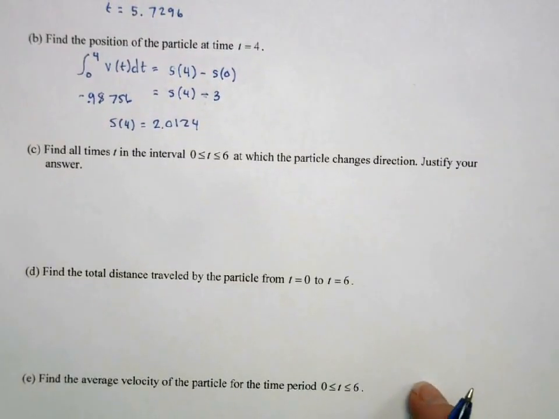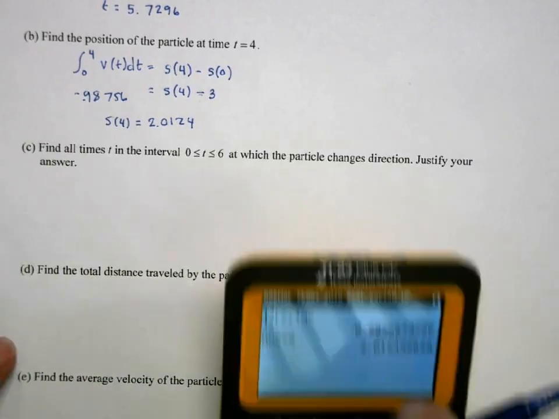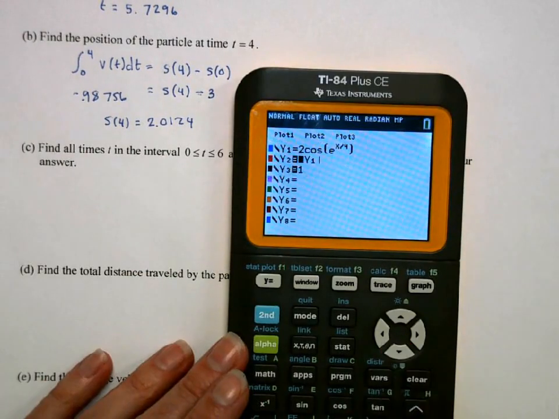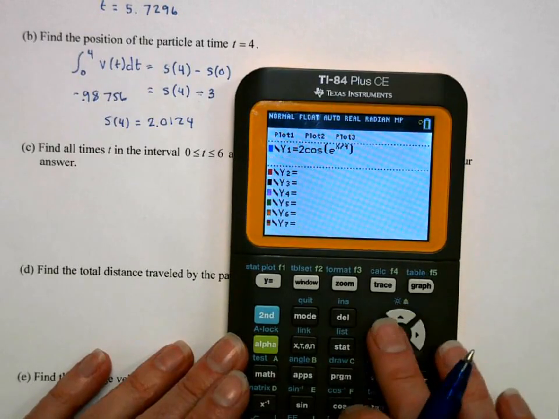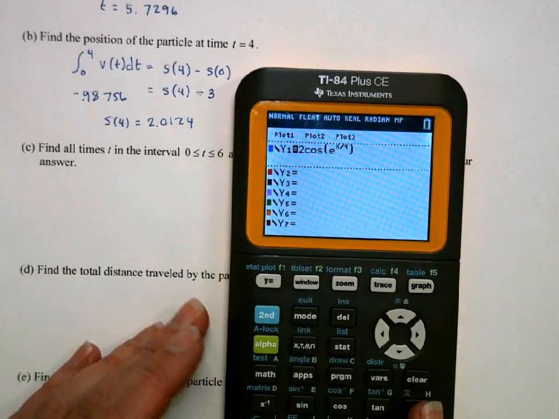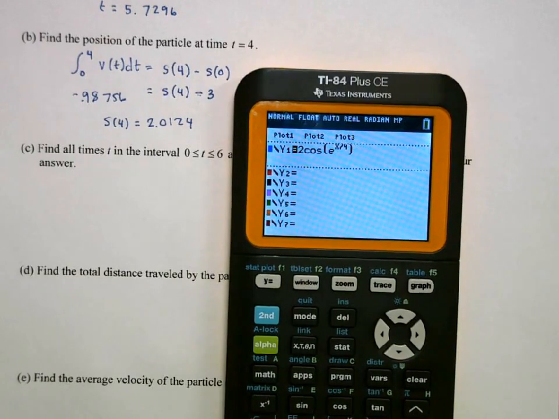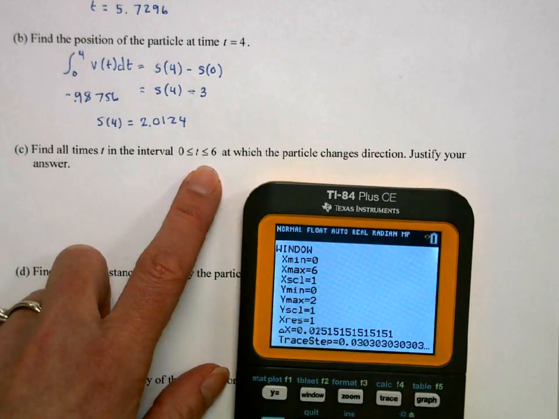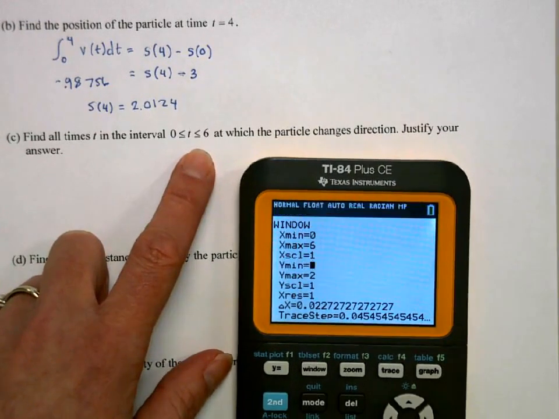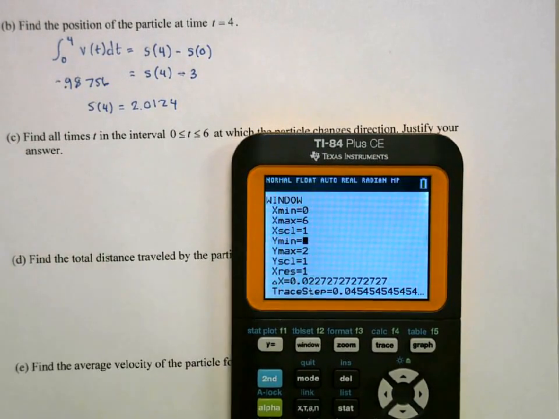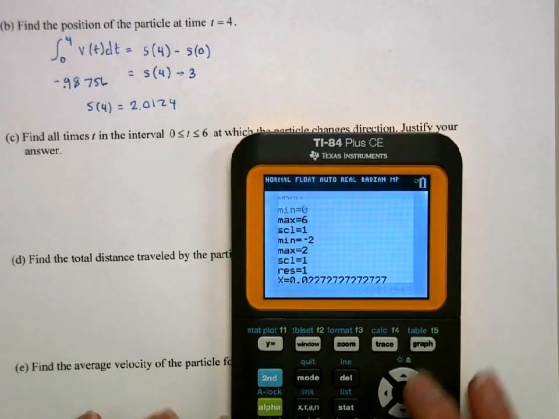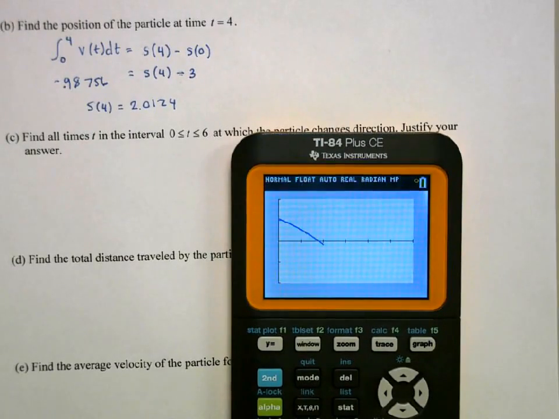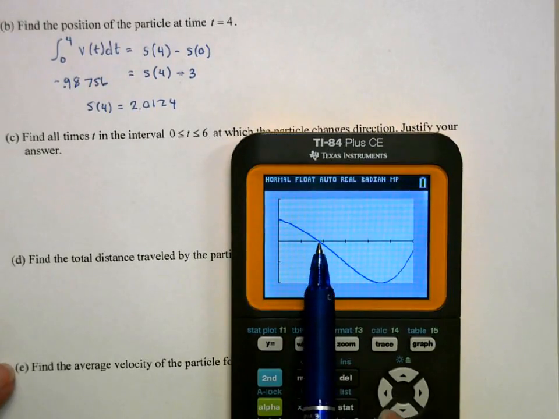Next, it says find all times in the interval at which the particle changes direction. Okay, so I'm going to go to my y equals. I'm going to get rid of those two. I want to highlight that one. Now what I'm looking for is where my velocity changes sign, so when my graph goes from either being positive to negative or negative to positive. So my window, we're going to adjust, is going to go from 0 to 6. And now I want to see negative values. So before I was just looking at 1. Now let's go from like negative 2 to 2. And we're looking for where it crosses the x-axis, which in this case is just that one location.